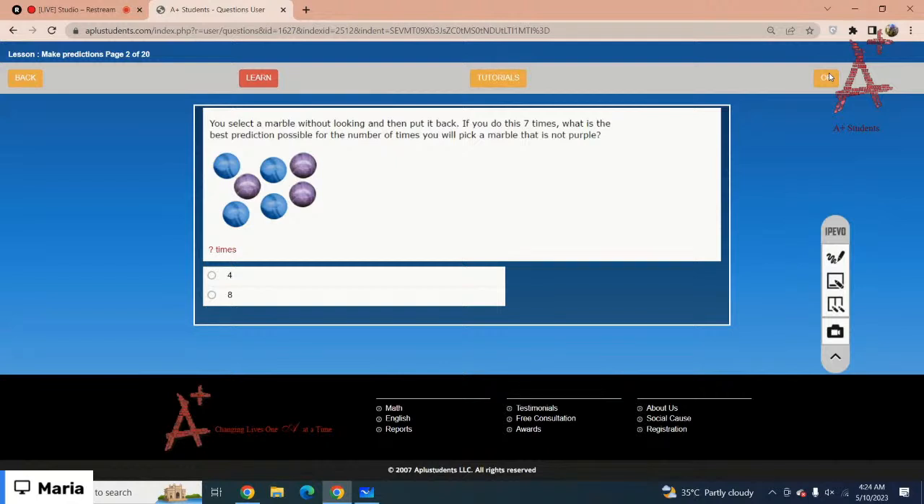Okay, the next one is, you select a marble without looking and then put it back. You do this 7 times. What is the best prediction possible for the number of times you will select a marble that is not purple? So you did this 7 times. The total marbles are 7. You need to select the one that is not purple. Yes, you have 4 blue. That means 4 times you selected the blue marble. Got it? The correct option is 4.